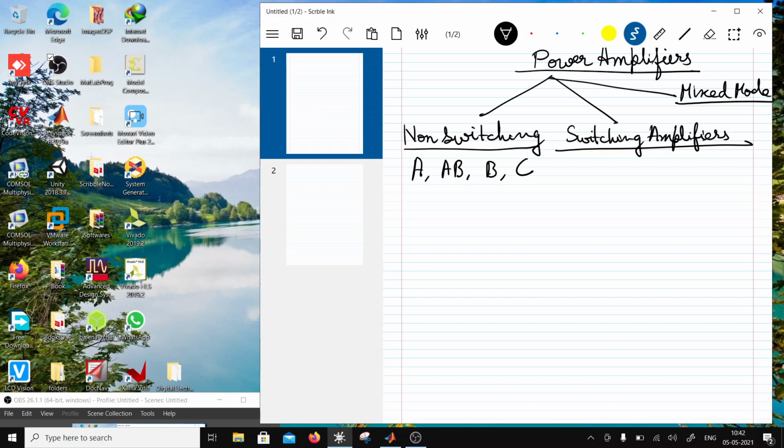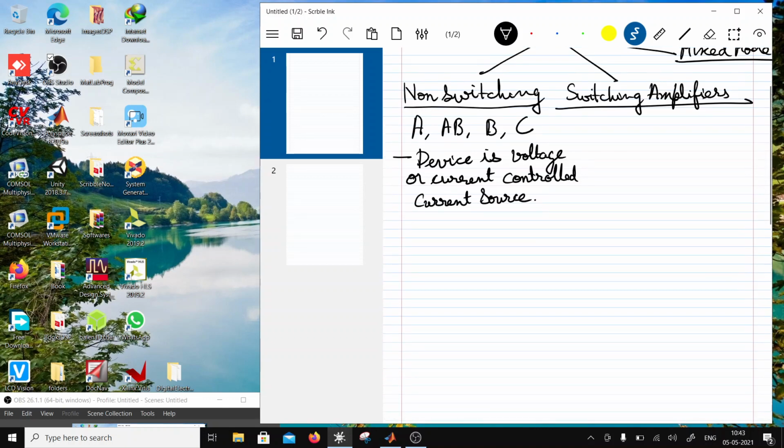Now, in a non-switching amplifier, the device acts as a voltage controlled or current controlled current source. Okay, that is, you are operating an amplifier in the active region of the device.